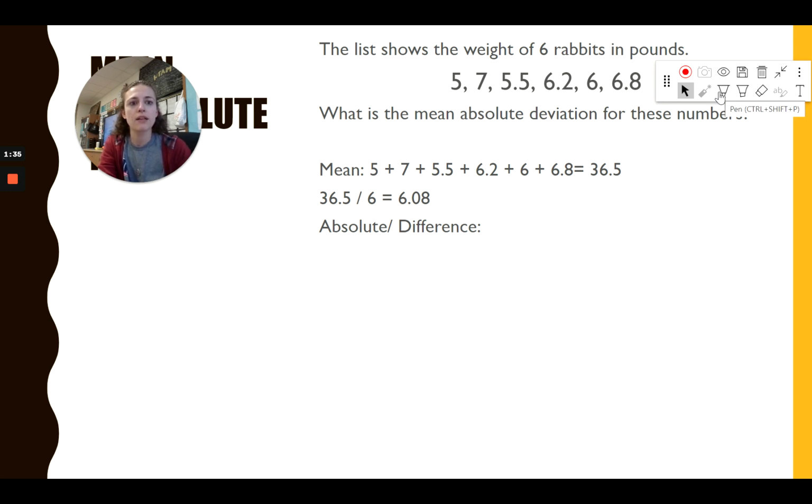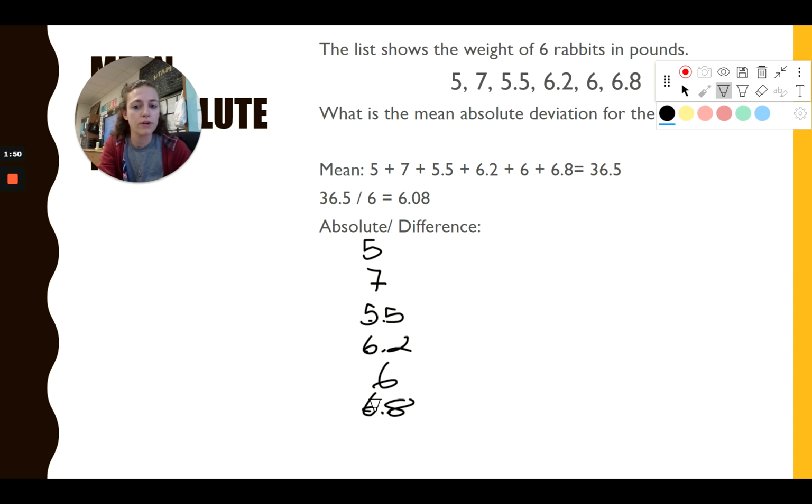So remember, the way that I like to do it is rewrite these numbers under each other like this: 7, 5.5, 6.2, 6, and then finally 6.8. This would be another good time to make sure you have all of your numbers. Remember, there were 6 rabbits, so again, 1, 2, 3, 4, 5, 6 values, so we are good. Now you're going to subtract that 6.08 from every single one of these numbers.